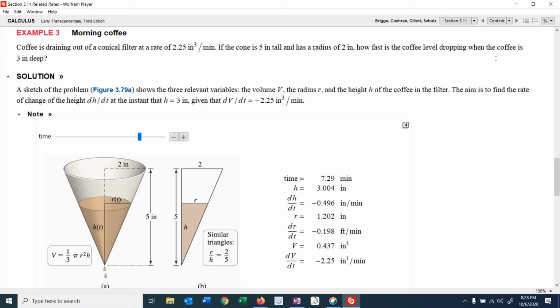And then the rate of change that we're trying to find is how fast the coffee level is dropping when the coffee is 3 inches deep. In other words, what's the rate of change in the height over time? So dh/dt, right when h is equal to 3. So the height here is equal to 3 inches. We're trying to find dh/dt right when h is equal to 3.